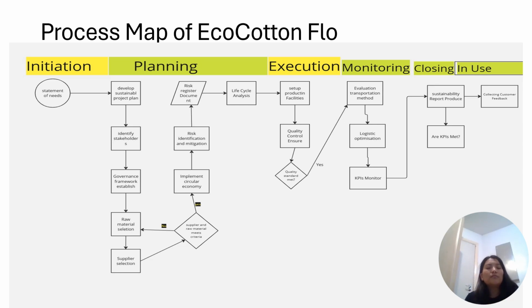And after life cycle assessment, we move into the execution stage. The first step of execution is setup production. We did set up for production facilities and process adhering to sustainable practices, and we also installed energy and water efficient machinery for the production of EcoCotton Flo.